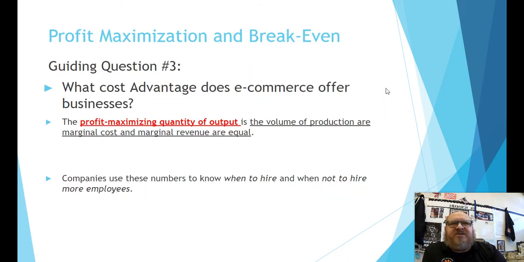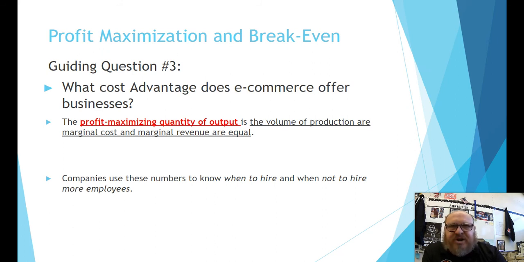All right, so now we're going on to profit maximization and break even. So here's our third guiding question: what cost advantage does e-commerce offer business? Well, what is profit maximization? Let's look at the profit maximizing quantity of output, okay? So that's the volume of production.